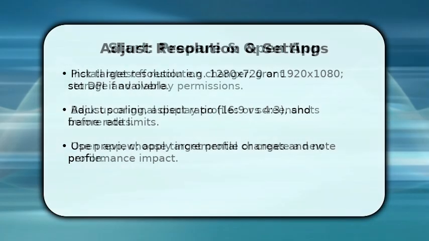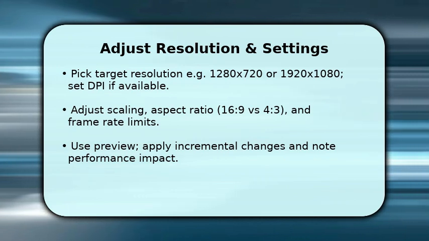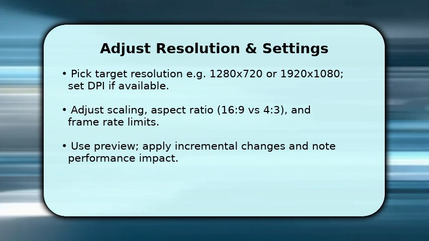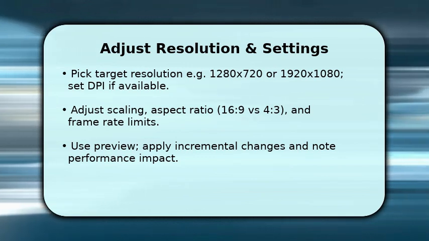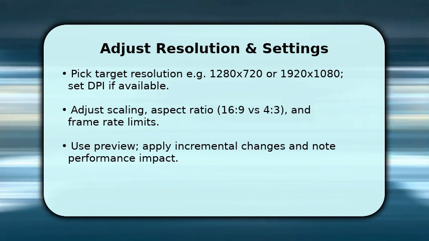Now perform the core changes. Pick your target resolution such as 1280 x 720 or 1920 x 1080 and set DPI if the app exposes it. DPI alters UI scale and can fix clipped elements. Next, adjust scaling and choose the correct aspect ratio, for example 16:9 versus 4:3, and set any frame rate limits the app offers. Use the preview or test mode. Apply small, incremental changes and observe performance.